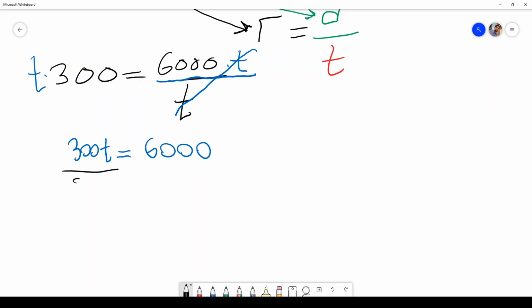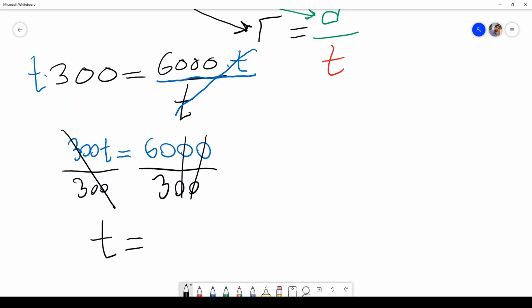Just divide both sides by 300. The 300s cancel. I've got t equals 6,000 over 300. Do you know the trick? Just cancel out the zeros over each other. It's just 60 over 3, which is 20.